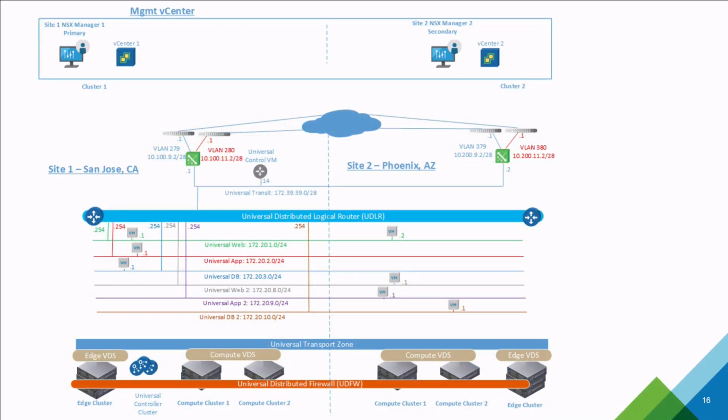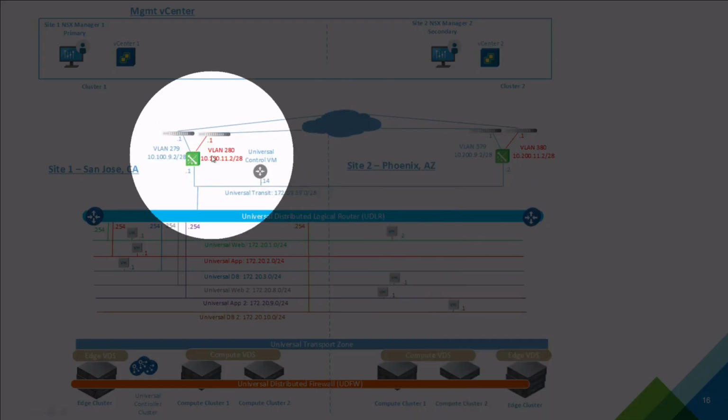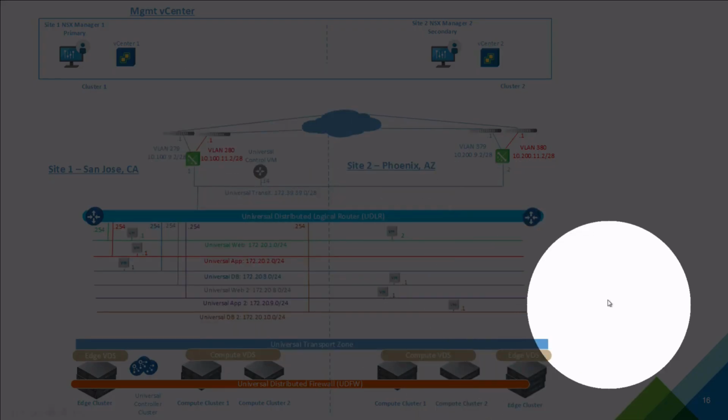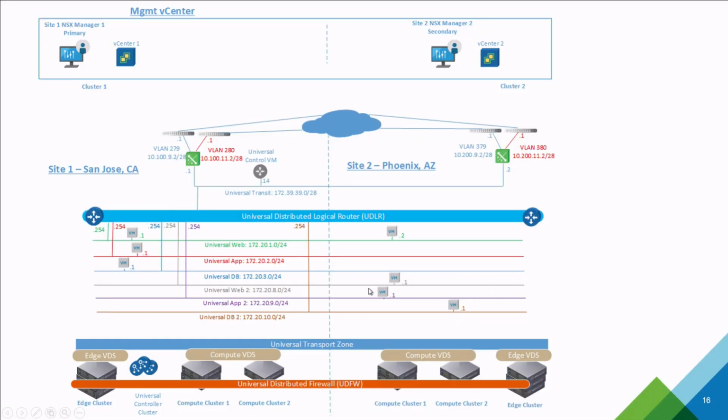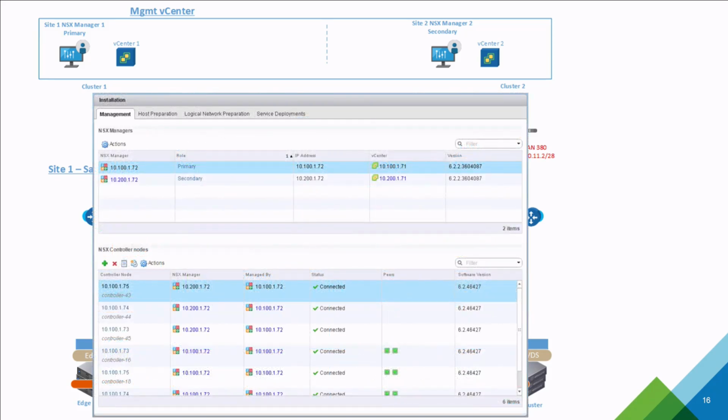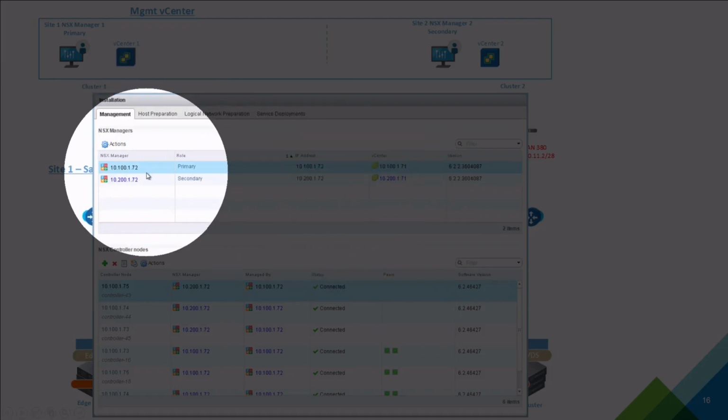So here I have two sites, primary NSX manager with its vCenter here, secondary NSX manager with its vCenter here. I have universal networks going across my sites and universal distributed firewall for my universal security as well. So here you can see I have a primary NSX manager and its respective vCenter, a secondary NSX manager and its respective vCenter.